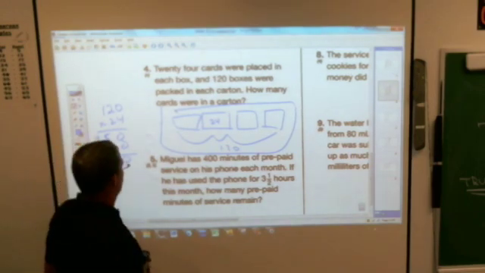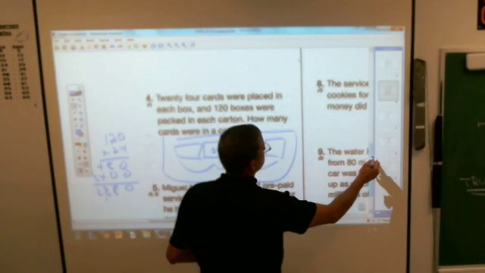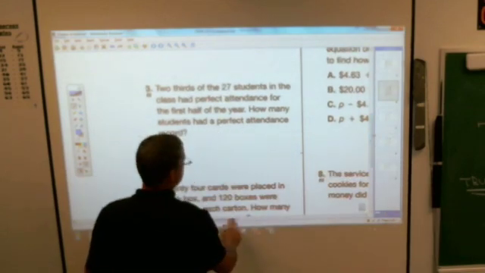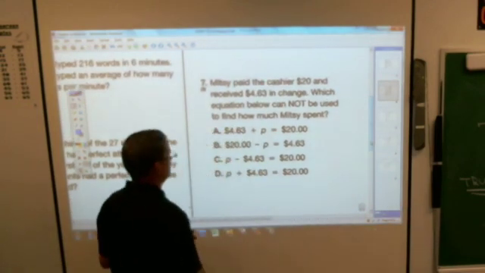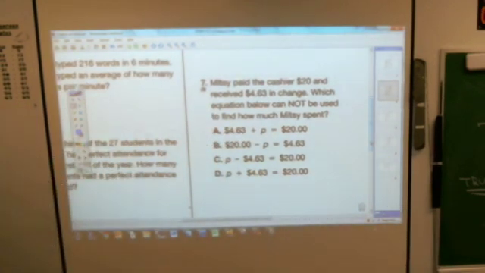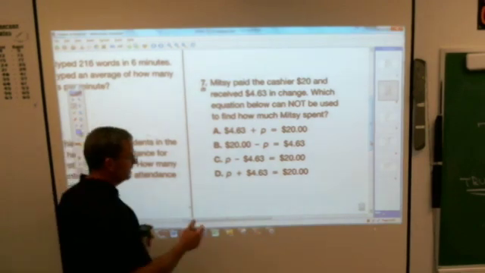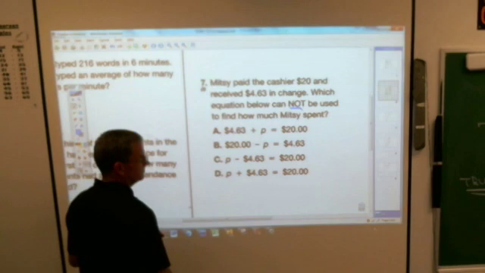Number 7. Misty paid the cashier $20 and received $4.63 in change. Which equation cannot be used to find how much Misty spent? I didn't see the word not. Well, maybe that's a good thing. Maybe read the problems. There would be some notes that I would take to myself on problem number 7, because problem number 7 tomorrow probably will be very similar to that. Which one won't give you the right answer?